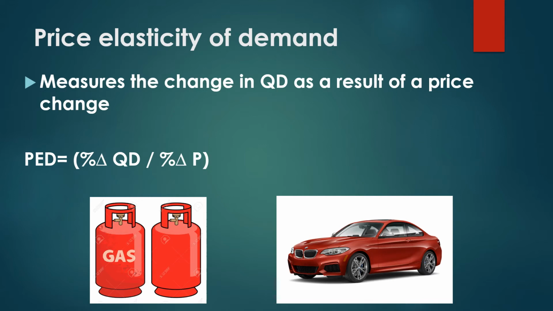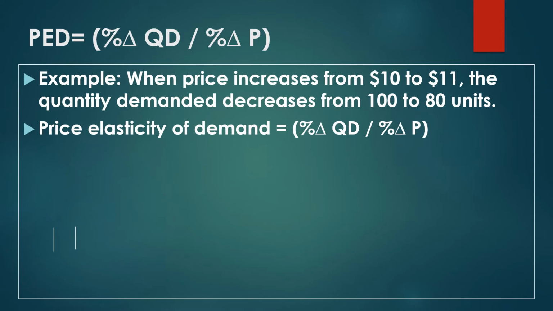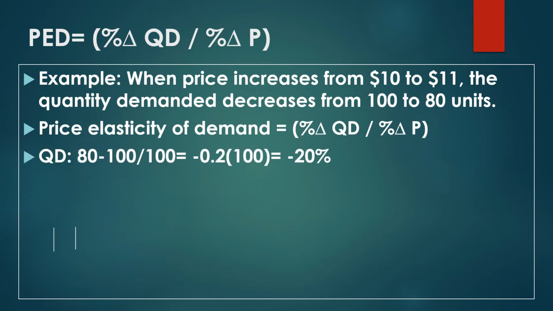So let's go and practice it. All right, so here you go. Example: when the price increases from $10 to $11, the quantity demanded decreases from 100 units to 80 units. Again, this is what we'd expect according to the law of demand. So how do we calculate this? Well, again, we have our formula. The price elasticity of demand is equal to the percent change in quantity demanded divided by the percent change in P. So we fill in those numbers, because first we need to do the percent change.